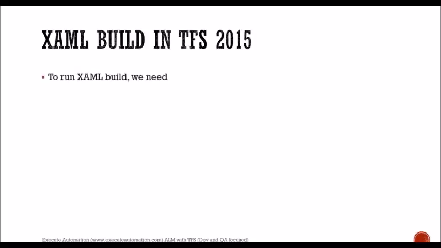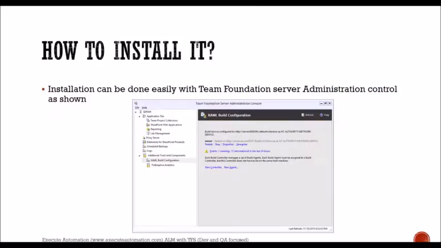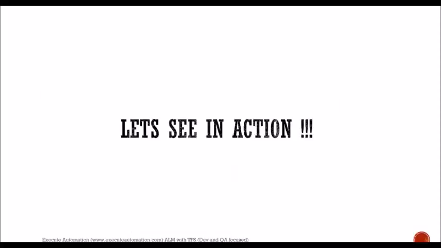XAML builds in Team Foundation Server 2015. To run a XAML build, we need to have a build controller and build agent, as we already discussed in the previous video of this video series. And how to install it? Well, installation can be done very easily with the Team Foundation Server administration console as shown below. This is the console, where you can register your build controller, and also you can create build agents. You can create multiple agents depending upon your load, and you can also register those agents with your build controller.